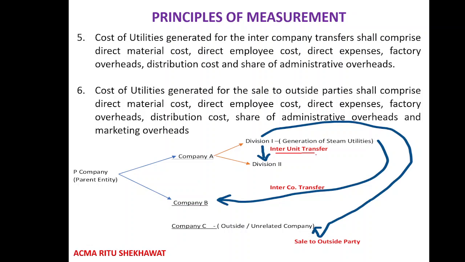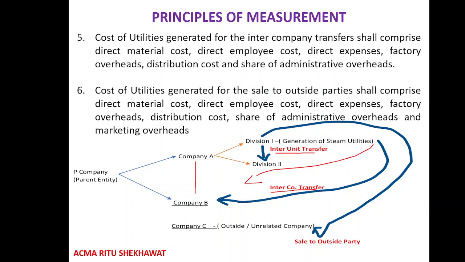After the inter-unit transfer, some steam has been left. Then they decided to transfer it from company A to company B. Company A's division 1 will be transferred to company B. That is what you can call an intercompany transfer, because division 1 comes under company A and company A is transferring to company B, or division 1 is transferring to company B. That is called an intercompany transfer.